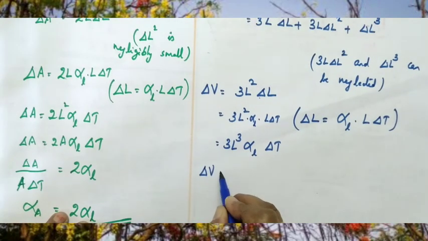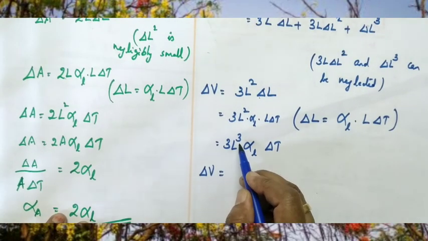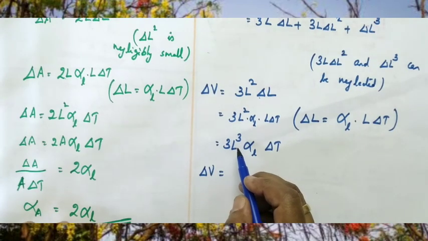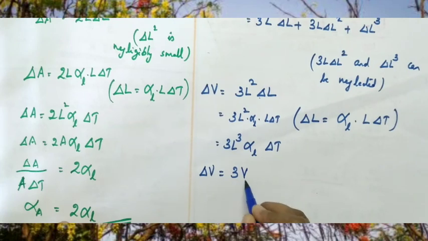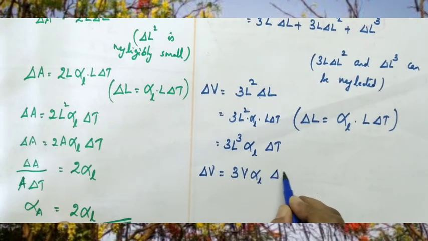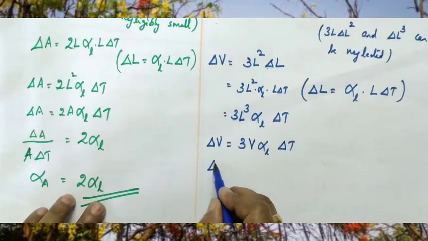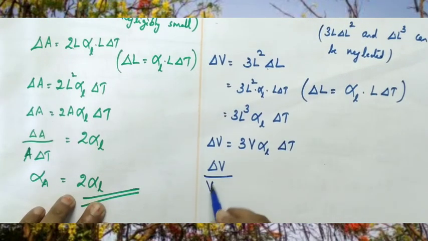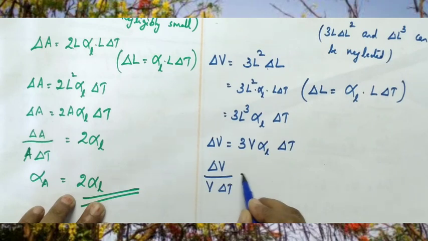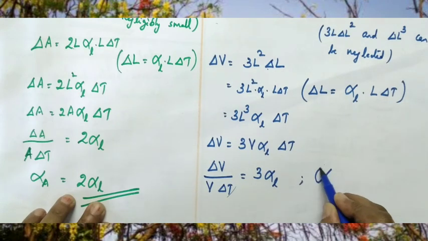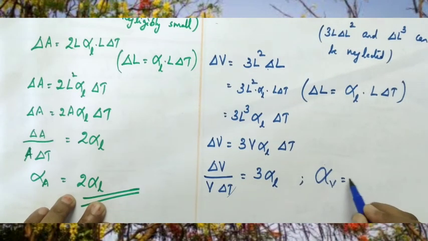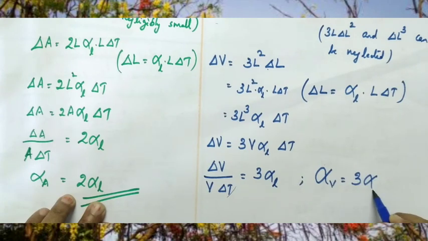Or we can write delta V equal to, what is this L cube? That is the initial volume, the volume before heating. So delta V is equal to 3V alpha L into delta T. V delta T can be taken to the left hand side. We can write delta V divided by V delta T is equal to 3 alpha L. What is this delta V divided by V delta T called? That is the coefficient of volume expansion. So alpha V equal to 3 alpha L.